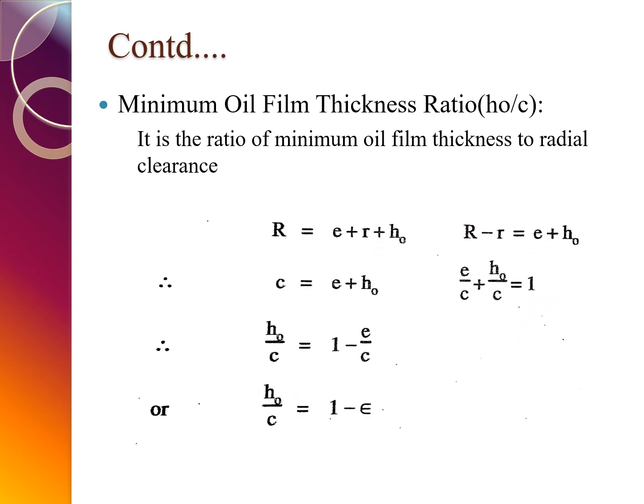So we already saw that capital R is equal to eccentricity plus small r, that is the journal radius, plus h0, the minimum film thickness. So rearranging the terms, capital R minus small r is equal to e plus h0, where e is the eccentricity and h0 is the minimum film thickness. So we get capital R minus small r, the clearance, is equal to e plus h0. Dividing the equation by c, that is the clearance value, we get h0 upon c is equal to 1 minus e upon c, and e upon c is the eccentricity ratio, that is epsilon. So remember this equation, h0 upon c is equal to 1 minus epsilon.